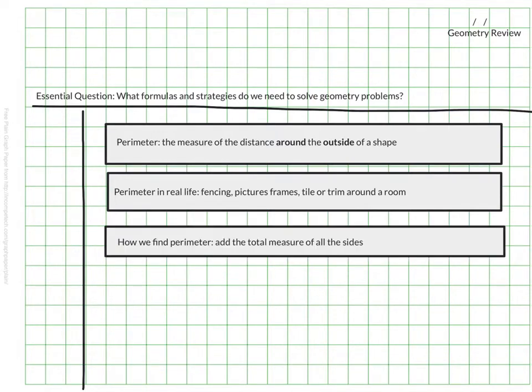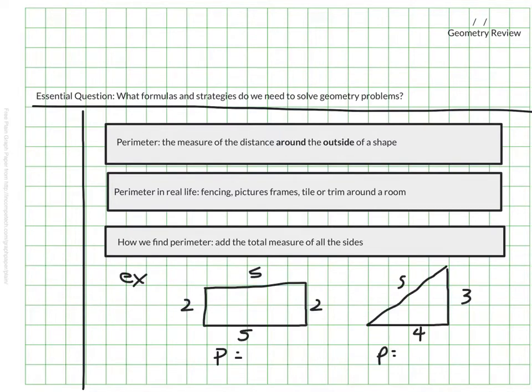And we find the value of the perimeter by simply measuring all of the sides and adding up their total. So for example, if you had this rectangle, you would add up 5 plus 2 plus 5 plus 2 to get your total perimeter of 14 units. And if we were adding up this triangle, we would say 4 plus 3 plus 5, which would of course be 12 units. And notice these aren't units squared or units cubed, they're just linear units.